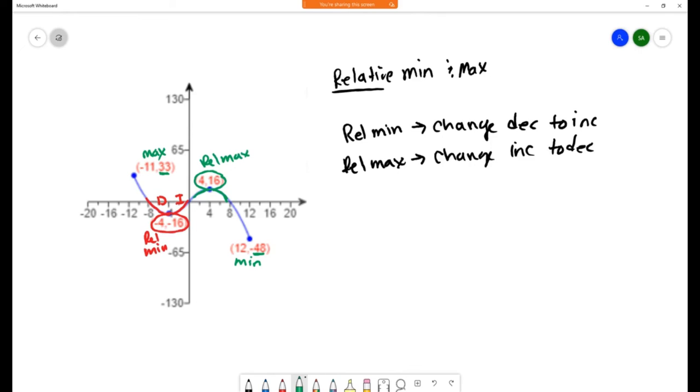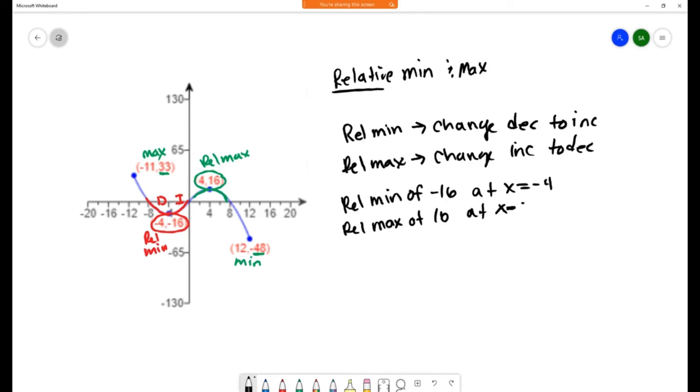So if you're looking for relative minimums and maximums, you're looking for these little peaks and valleys in the graph. We would say that this particular graph has a relative minimum of -16, which occurs at x equals -4, and it has a relative maximum of 16, which occurs at x equals 4.